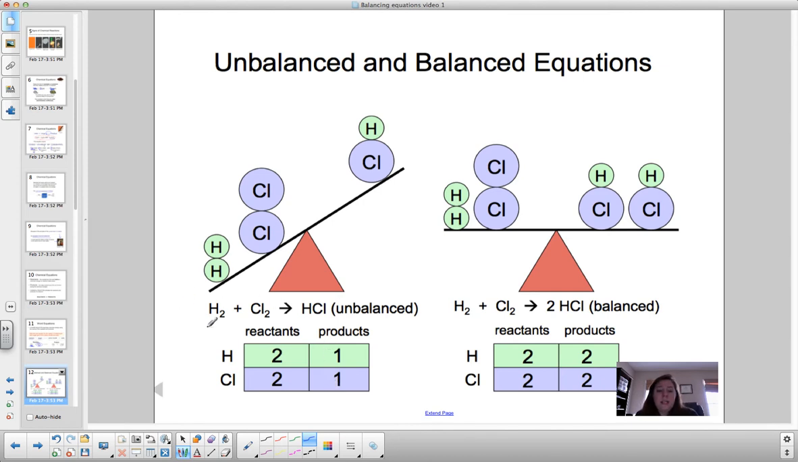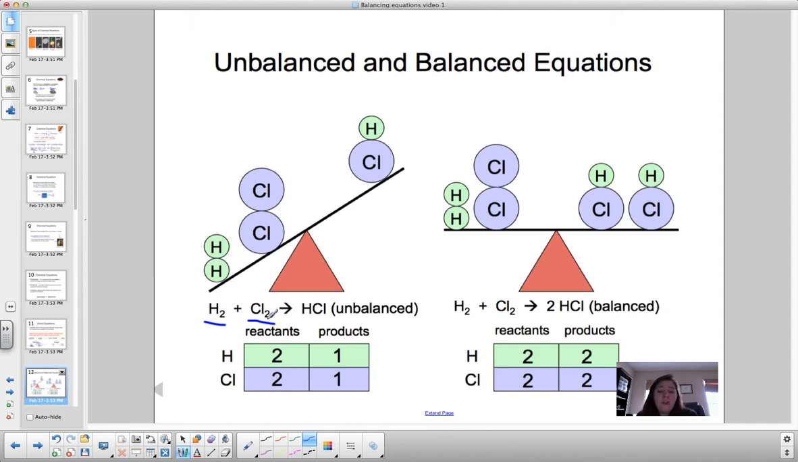If I'm sitting here with 2 hydrogens, remember diatomic elements, I have to put this as H2. It only exists like this. And chlorine is another diatomic element. We put these 2 together and we're going to get some HCl. Well, this is not balanced yet. Look, I have 2 hydrogens because it told me, I have 2 chlorines, and I only have 1 H and 1 Cl. So we need to think about how we can balance this out.